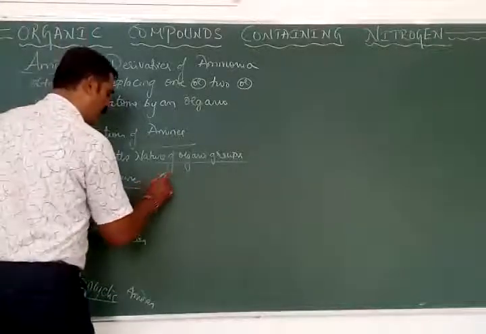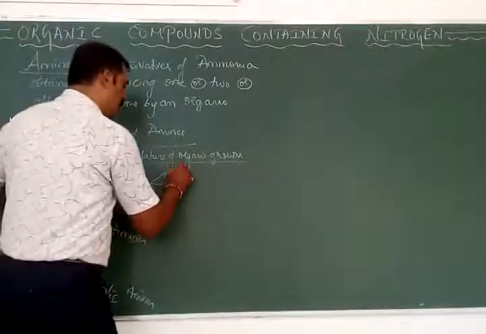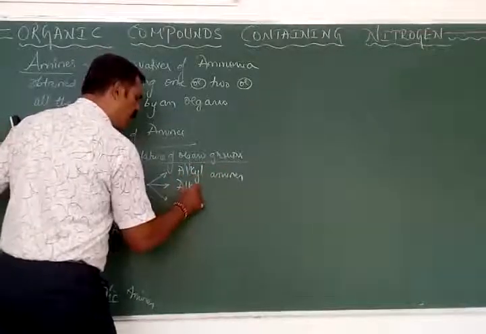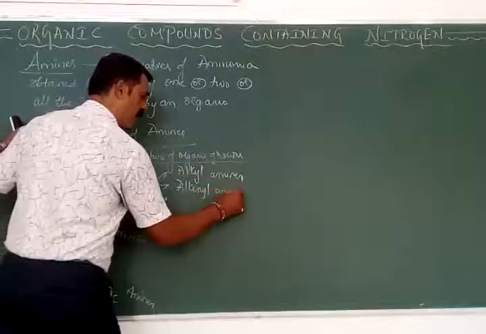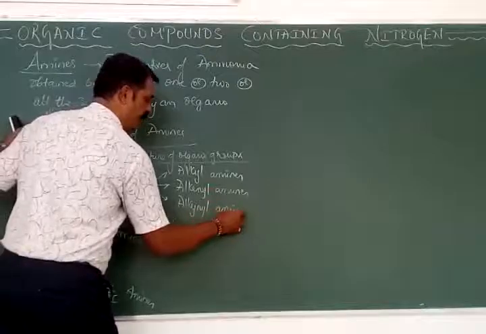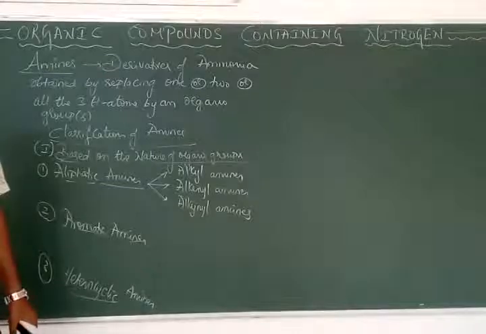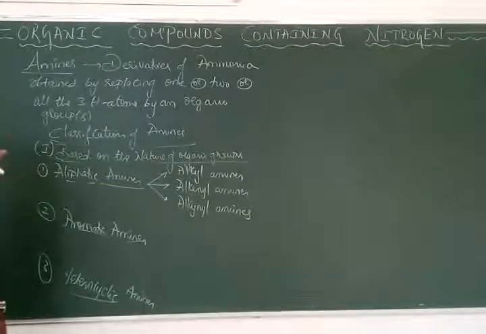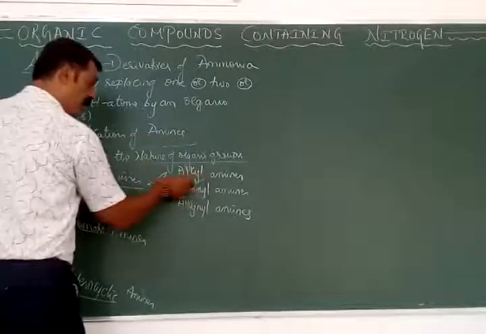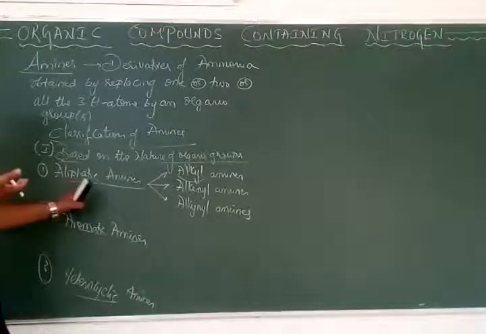So again, these are further classified into alkyl amines, alkenyl amines, and then alkynyl amines. Again, they are the derivatives of ammonia obtained by replacing the hydrogen atom or hydrogen atoms by an alkyl group, saturated preferably. It is called the alkyl amines.